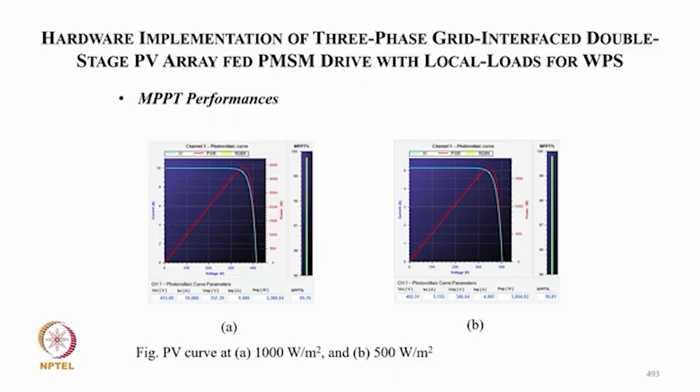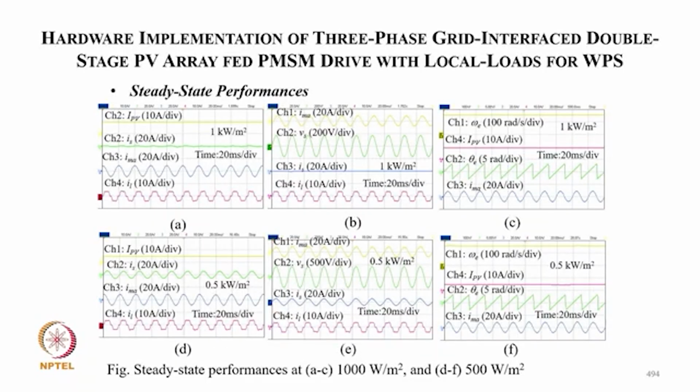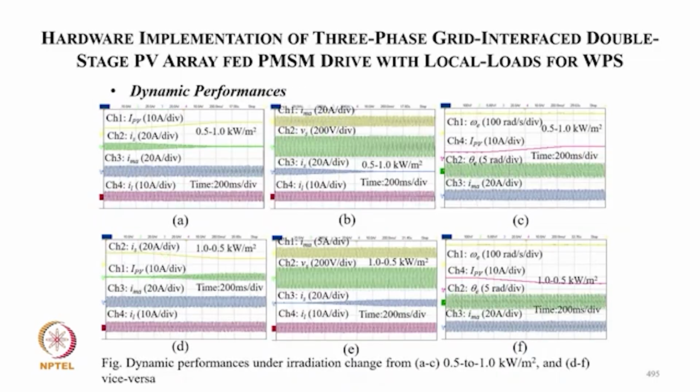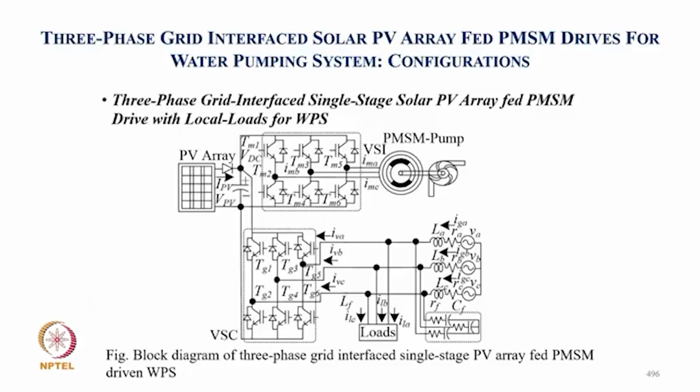And these are the performance of MPPT, solar PV curve at 1000 watt per meter square and 500 watt per meter square. And these are the PV, the grid current, then motor current and the load current. Typically the three-phase load current comes quasi-square wave, the position, the motor current, the PV voltage and speed. And when PV power increases, grid current reduces, and accordingly the performance varies.